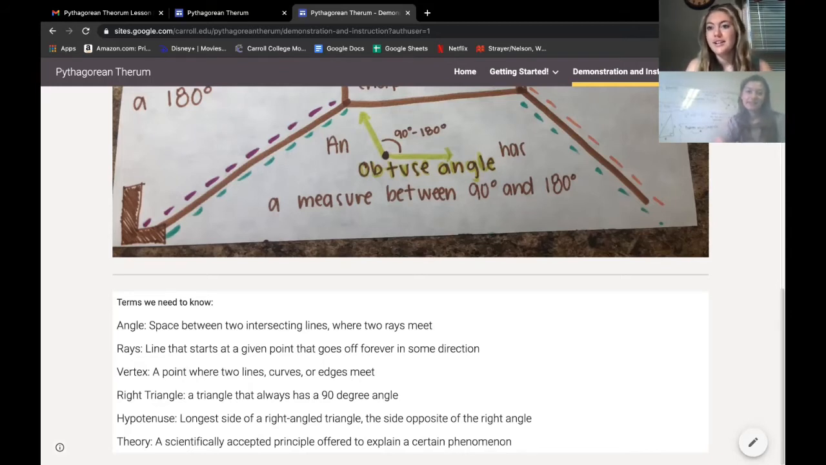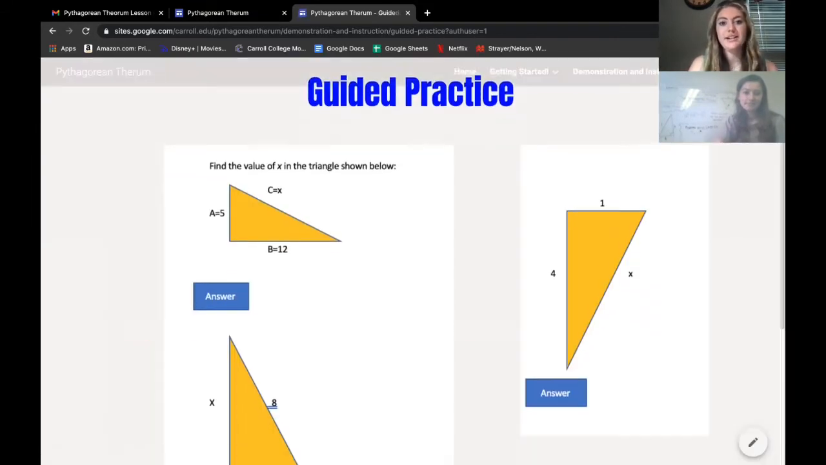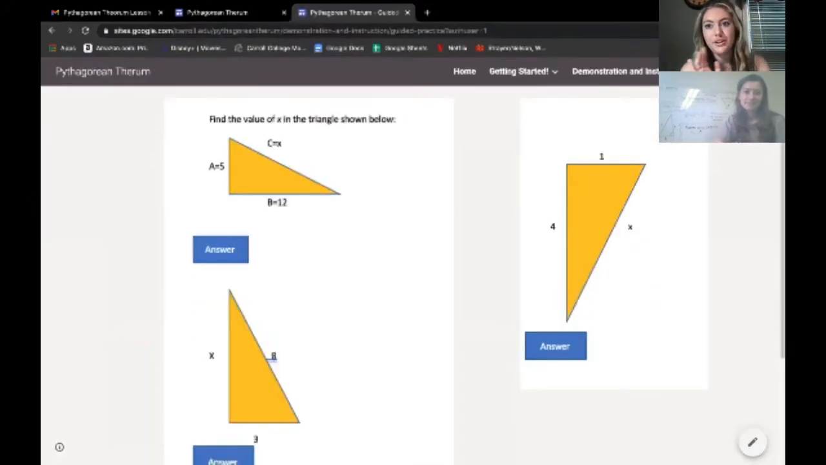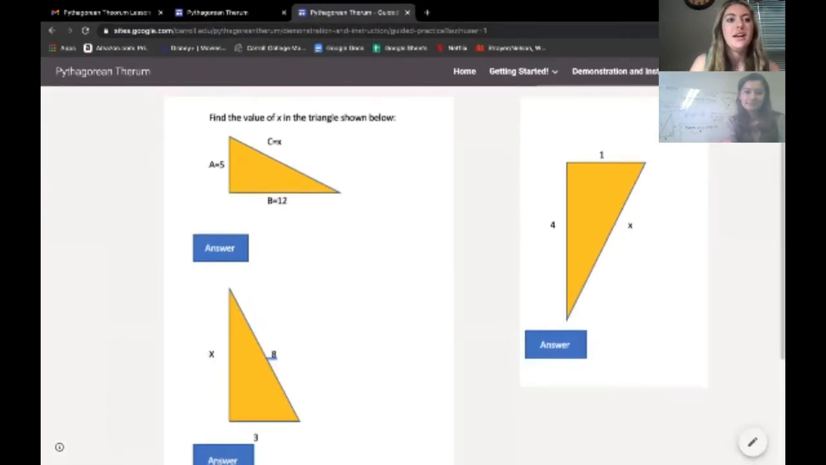All right, so we are going to do some guided practice. You'll see on here and on your own screens, I have some examples of problems, and I am going to show you my other document so that we can solve them together.